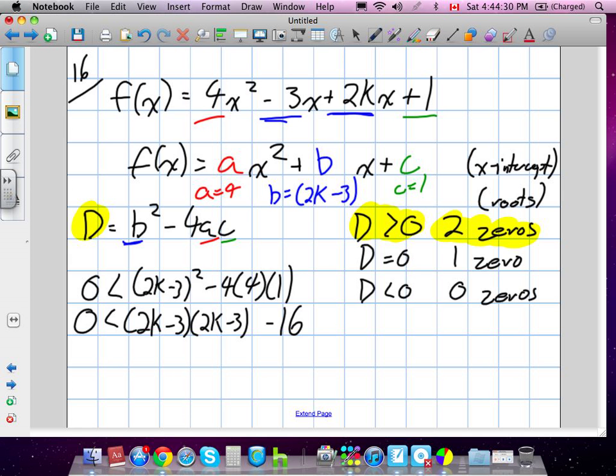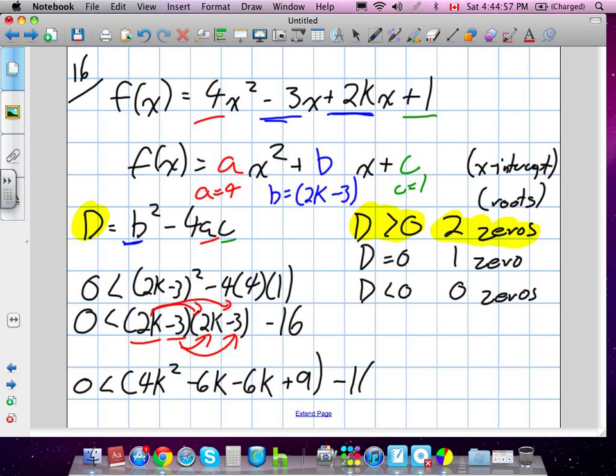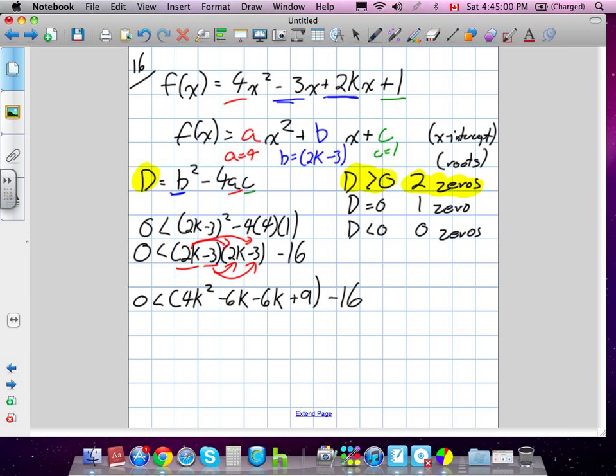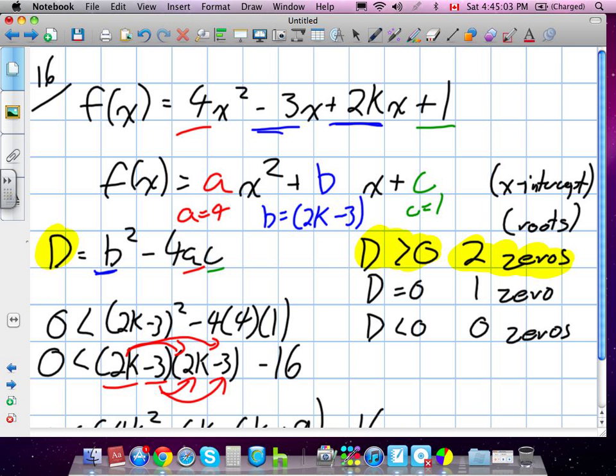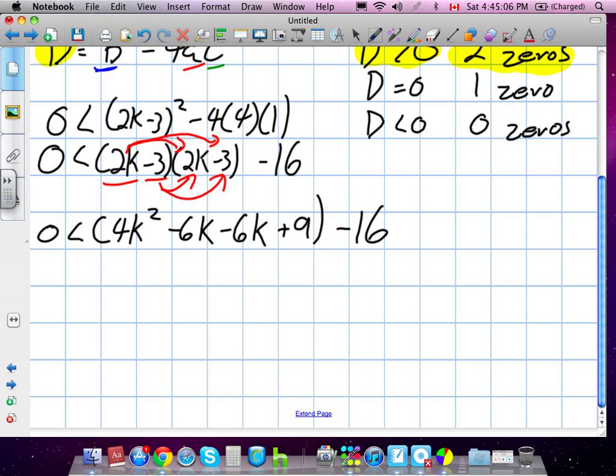This is distributive property again. We do the first term times both and the second term times both. Okay? So 0 less than 2k times 2k is 4k squared. 2k times negative 3 is negative 6k. Negative 3 times 2k is negative 6k. Negative 3 times negative 3 is positive 9 minus the 16 on the outside. Okay. I almost have a quadratic. It's okay. I almost have a quadratic. I'm going to simplify what's in there and drop the brackets. I'm going to get 4k squared. This becomes negative 12k.